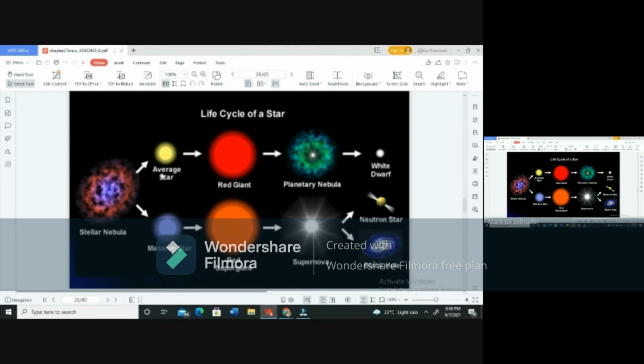So, let's start with an average star. Later on, after average star, it will become a red giant, and then a planetary nebula, and it will end with a white dwarf. While, kung magiging massive star siya, mag-red giant din siya, red supergiant, then supernova, and later on, nagiging neutron star na lang or a black hole. So, meaning, yung life cycle of a star, pwede kasi siya merong mga supernova, mag-explode, or yung iba naman, it will turn into a white dwarf.